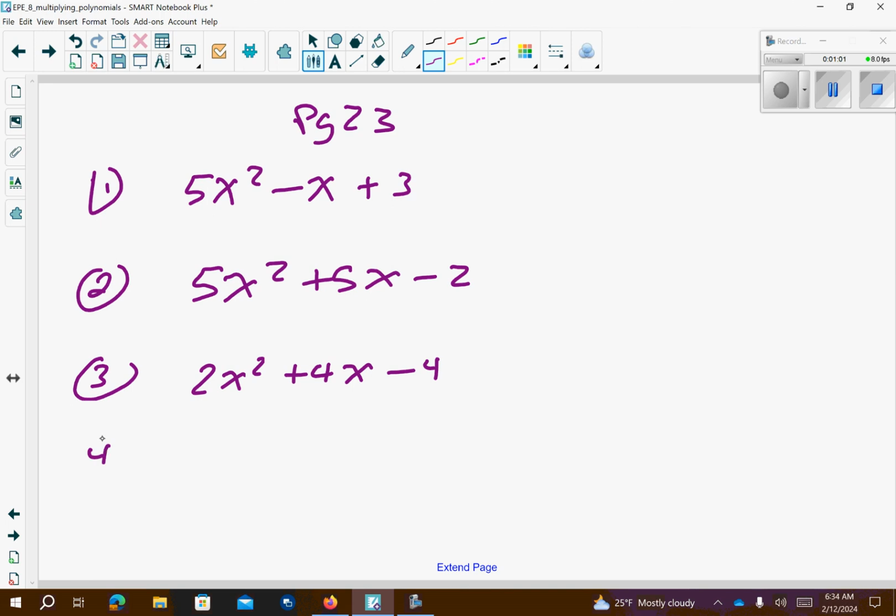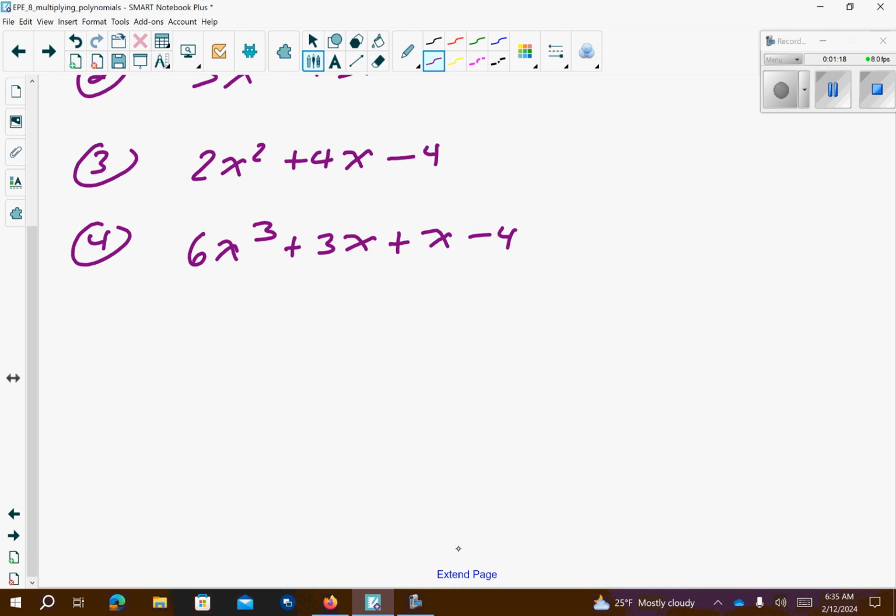Problem number 4, we're still continuing with the same thing. X to the third is our biggest, so 4x to the third, and 2x to the third is 6x to the third. And then I have a 3x squared, and then I have a plus x, and then negative 5 plus 1 is negative 4. Then number 5 is where we need to do a little bit more.